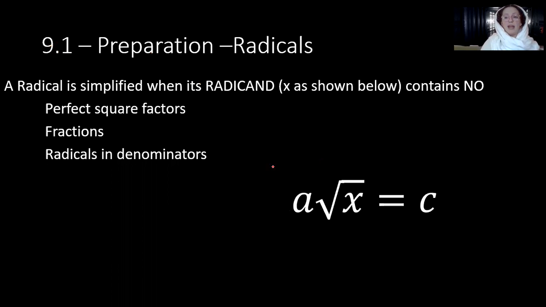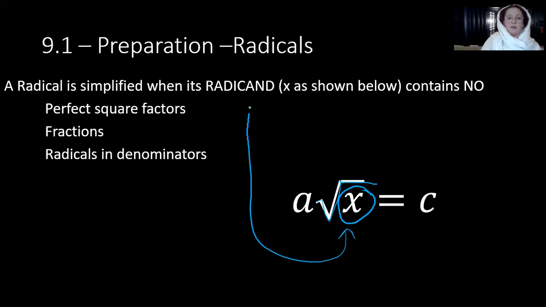So radicand, let me grab my pen real quick. The radicand is the bit that's under the radical sign. So this square root sign down over here, the radicand is the bit that's under it. So this, that is our radicand.